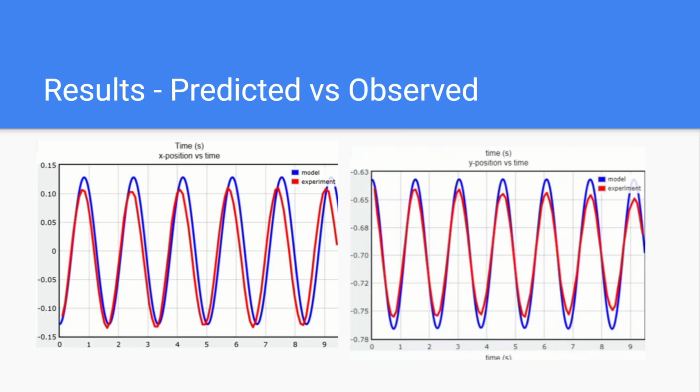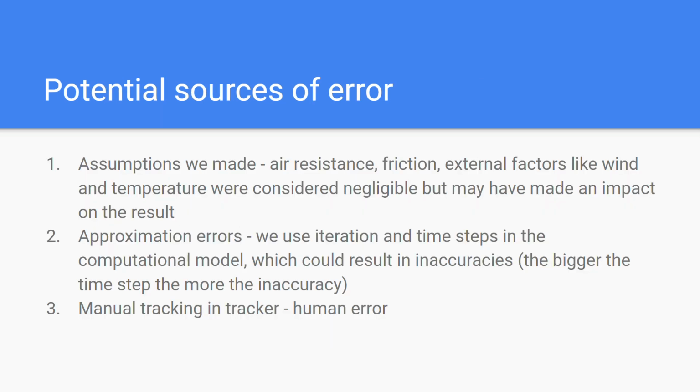And now for the predicted versus observed motion. This is x position versus time to the left, y position versus time to the left. We can see that generally they follow a pretty similar path. I guess you can see a trend that as the experiment goes on, they deviate further and further, and that might be due to potential differences in the environment, errors like air resistance, etc. That I'm going to get into here.